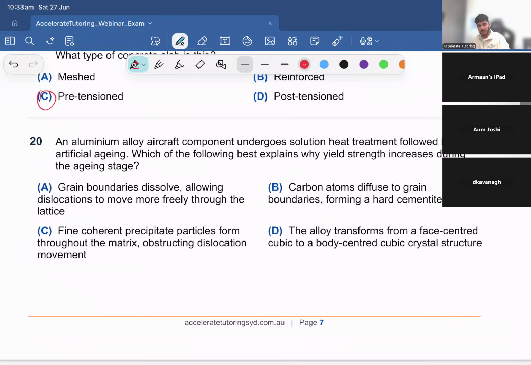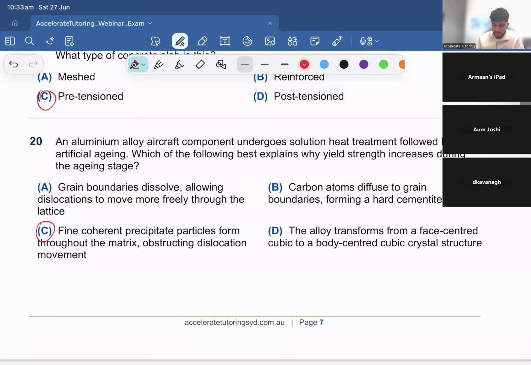An aluminum alloy aircraft undergoes solution heat treatment followed by artificial aging. Which of the following best explains why yield strength increases during the aging stage? This is a part of the Mod 7 topic in terms of looking at materials. We're looking at precipitation hardening here. Precipitation hardening involves firstly solution heat treatment and then aging. C, excellent, Josephina. That is correct.